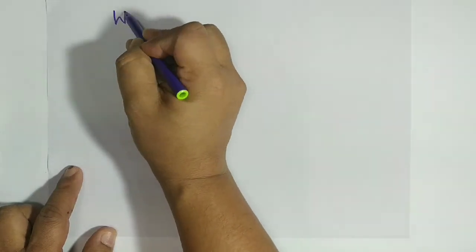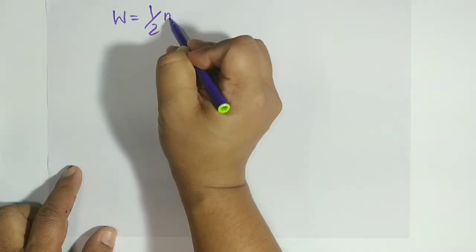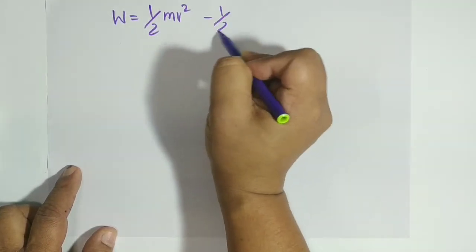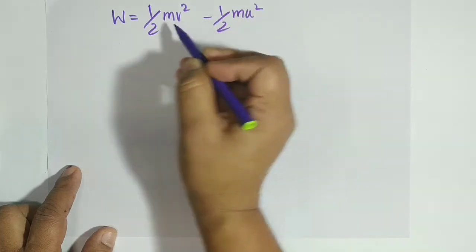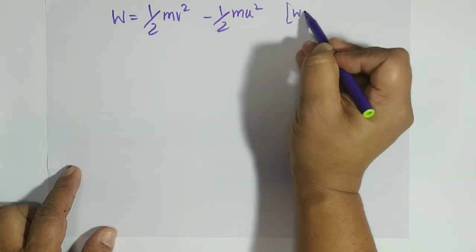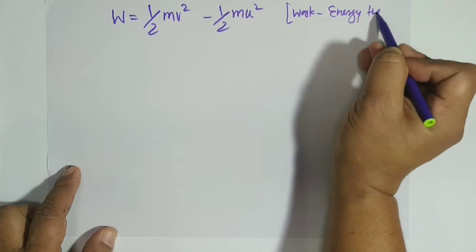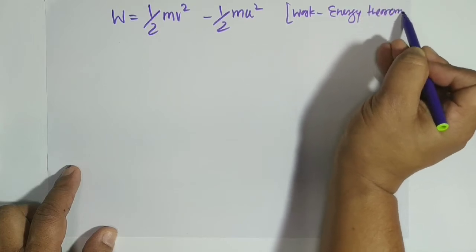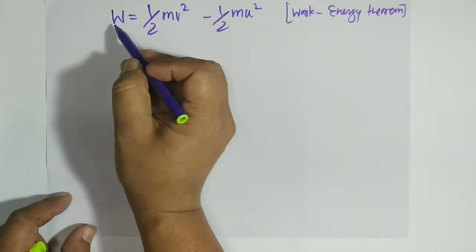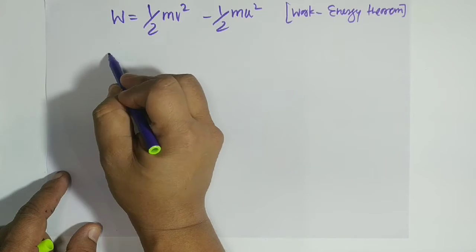Say one of the example again I will give you of class 11th, which you will see, is that W is half mV square minus half mU square. Now this is work energy theorem, and this will come later on in work energy power. Work is change in kinetic energy. If you see, it is the change.